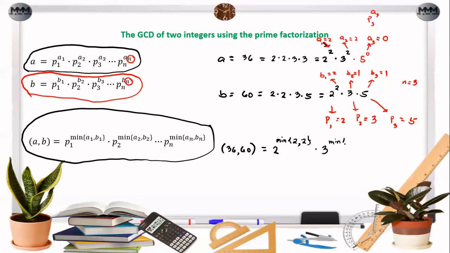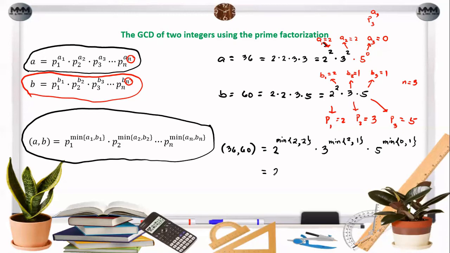And the minimum of, we have this one and this one. So minimum of A2 is 2, and then B2 is 1. Times P3, we have 5 raised to the minimum of 0 for A, then for B3, we have 1. Okay. So of course, to get the minimum, we'll be looking at the smallest number in the set.